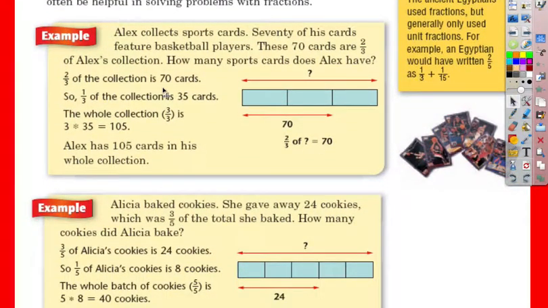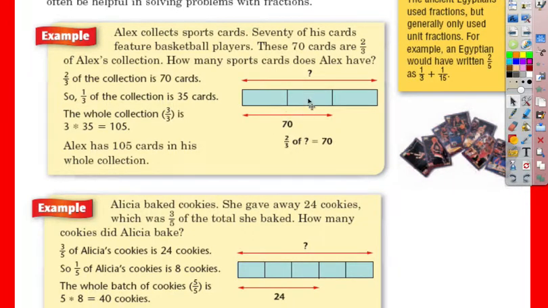This example, Alex collects sports cards. 70 of his cards feature basketball players. These 70 cards are 2/3 of his collection. How many sports cards does Alex have? Well, we know that we were trying to figure out how many cards he has completely. We know that 2/3 of his set are the basketball cards, and 2/3 is 70.